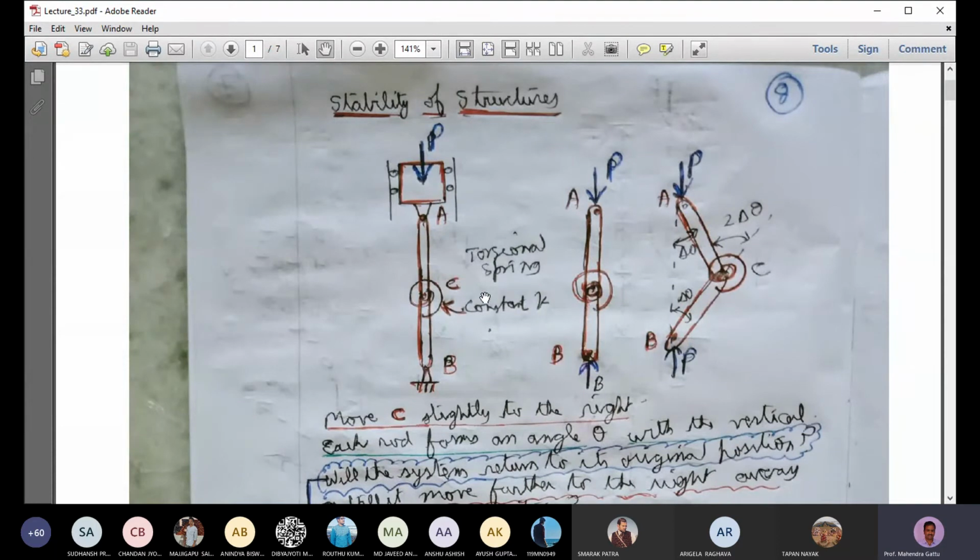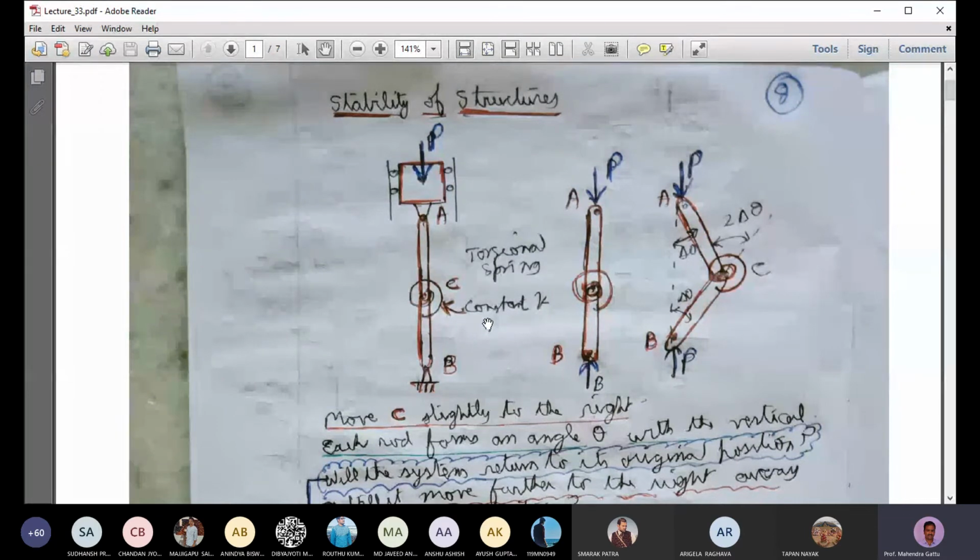The spring will not be able to restore it back to its original position. I think the spring constant you can treat like this. This problem can be explained in a different way also. You can put a spring here and analyze it. I think in some textbooks it will be done like that.